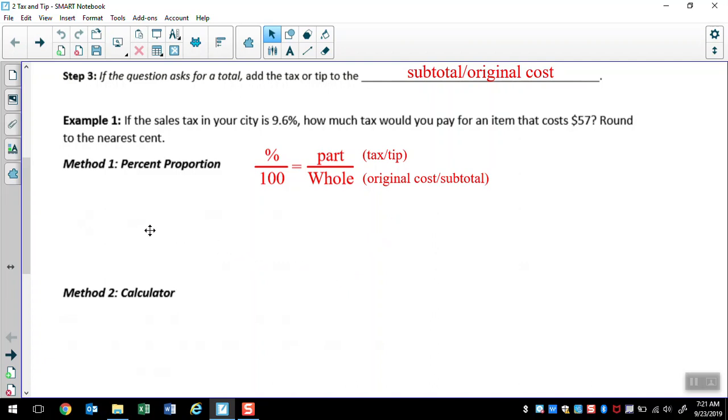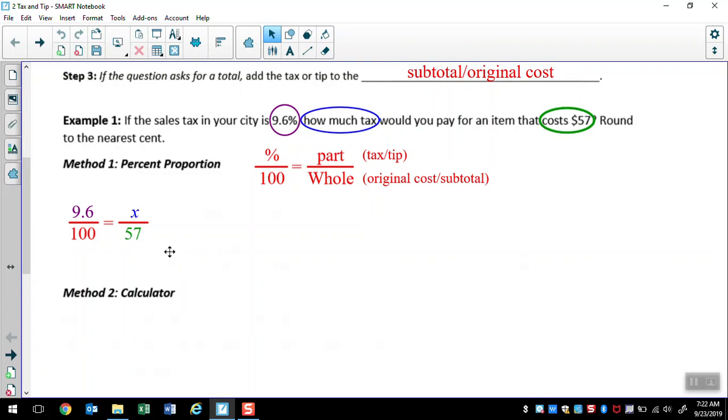All right, so let's go ahead and set up our proportion. Here we have our 100. So let's go up and figure out what our percent is. Our percent was 9.6%, so I'm going to put that right here. How much tax would you pay for an item that costs $57? So how much tax? That's this part here, that tax or tip. We don't know, they're asking us. So that's the part we don't know, and we're going to put a variable there. And then the original cost or the subtotal was $57, so we're going to put that here.